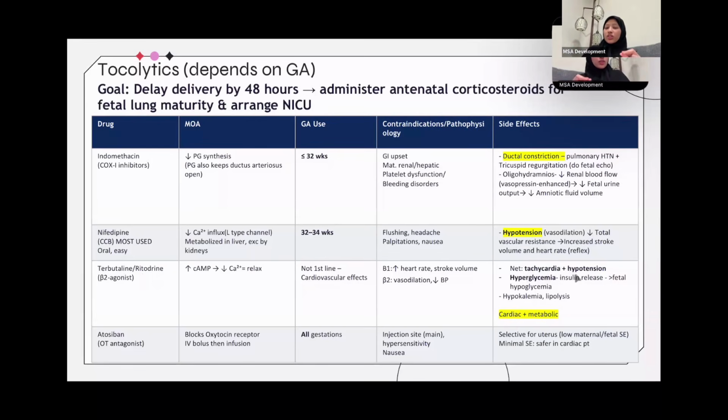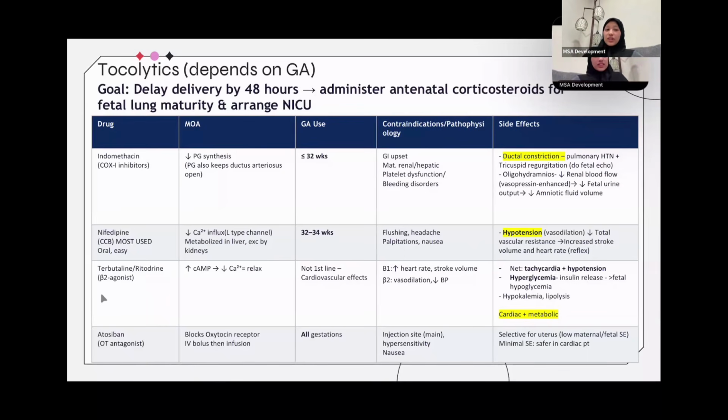So they will have hypotension, reflex tachycardia, and hyperglycemia, hypokalemia, lipolysis. Anything metabolic, you know that you're giving, that is the side effect of terbutaline if you see. So hypotension because of vasodilation, hypokalemia, hypoglycemia in the fetus, lipolysis, but hyperglycemia in the mother, which will cause that whole process. So hyperglycemia causing insulin release and so on.